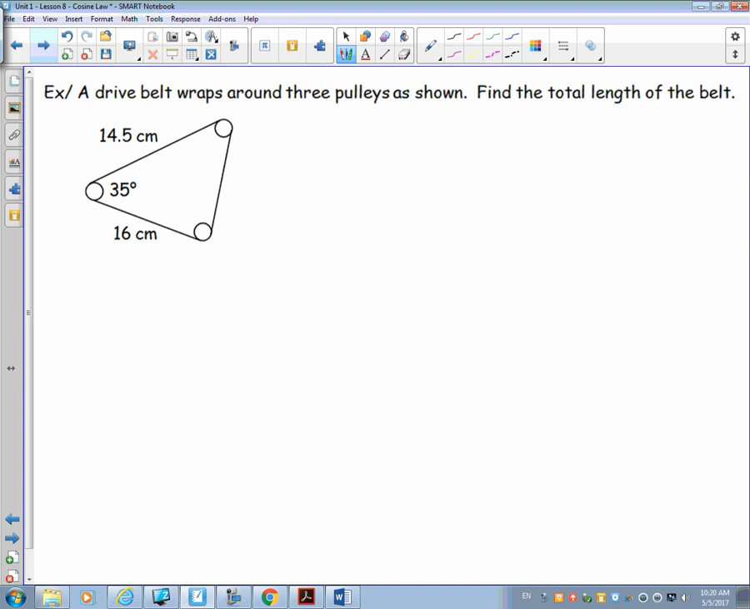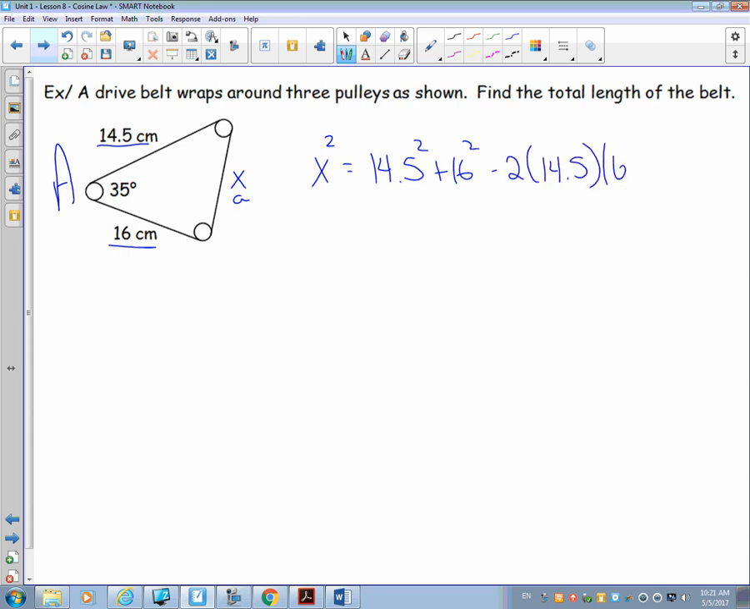We have a drive belt. It wraps around 3 pulleys as shown. Find the total length of the belt. So I've got one piece of the belt, a second piece of the belt. All I really need is a third piece of the belt. For cosine law, this has to be big A, and this has to be little a. So my formula is a squared equals b squared plus c squared minus 2 times b times c times cos of the angle, which is angle A.